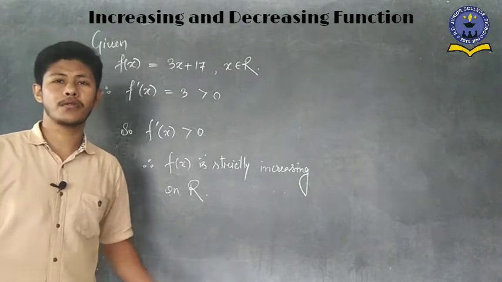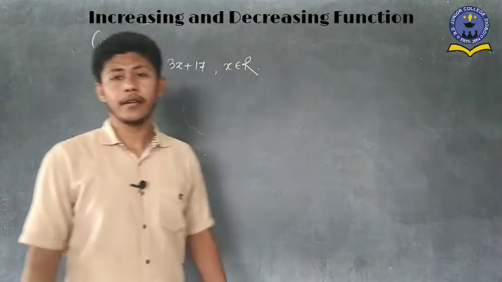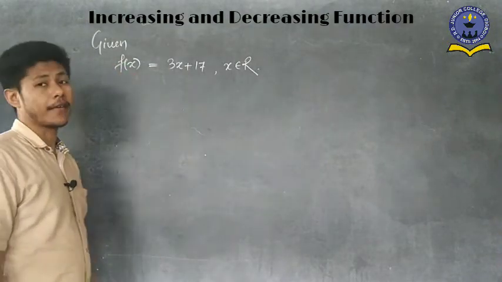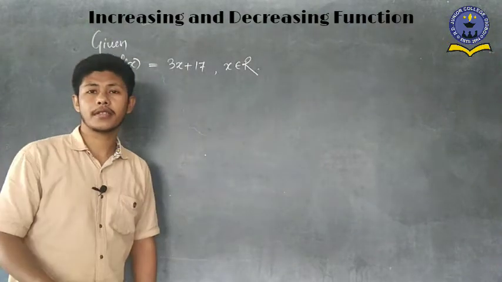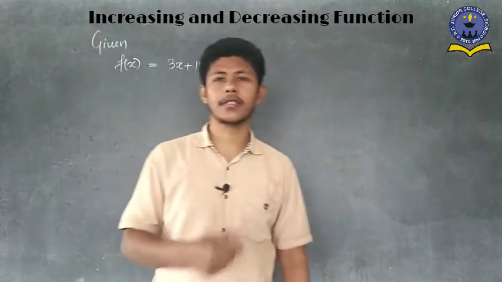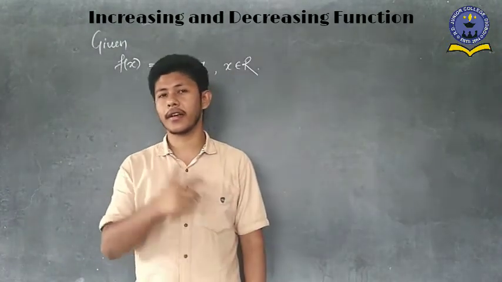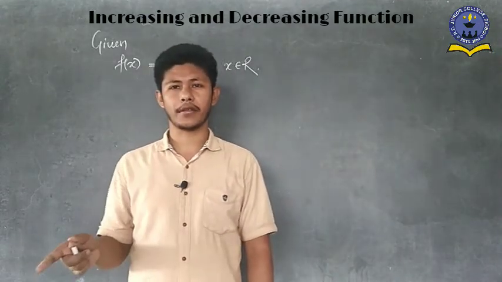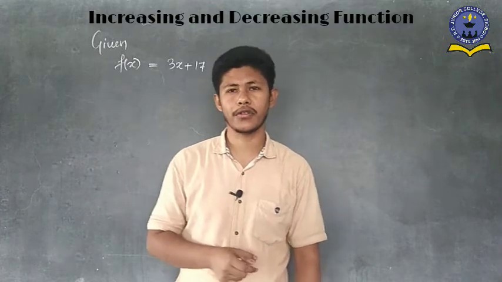How can we prove it through the second method? Again we consider the function f(x) = 3x + 17. Now we have to apply the second method. For this, what do we need? We need two coordinates, isn't it? Because the second condition is x2 > x1, which implies f(x2) > f(x1). This is the condition of strictly increasing.